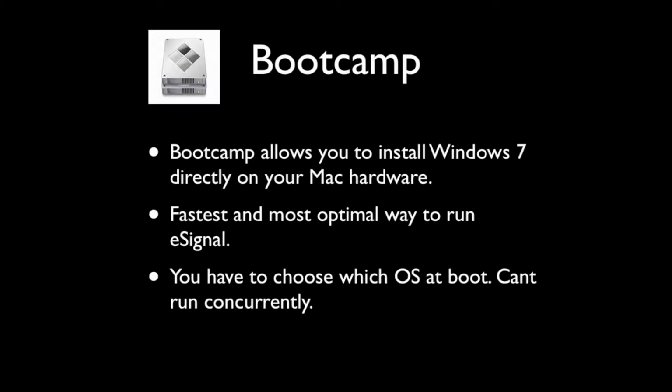If we have a look at Bootcamp, we can install natively onto our Mac. So basically, if we go to the Applications folder and then Utilities, we run the Bootcamp utility, format a portion of our hard drive, and then install on that. So we need a Windows 7 license, obviously. This is the fastest and most optimal way to run eSignal. So if you're a power user, I'd definitely recommend this way.